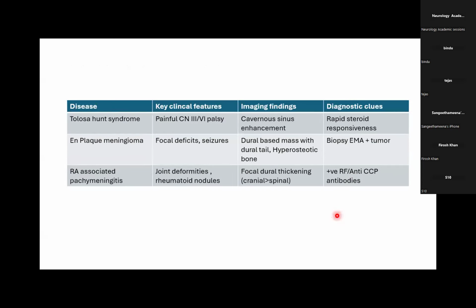Then Tolosa-Hunt syndrome, there is painful third and sixth cranial nerve palsy. There will be cavernous sinus enhancement. The diagnostic clues include rapid steroid responsiveness.